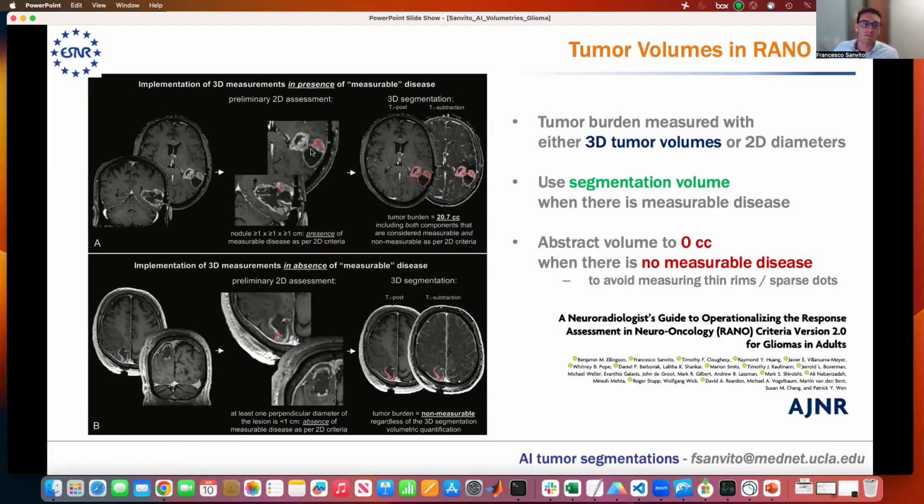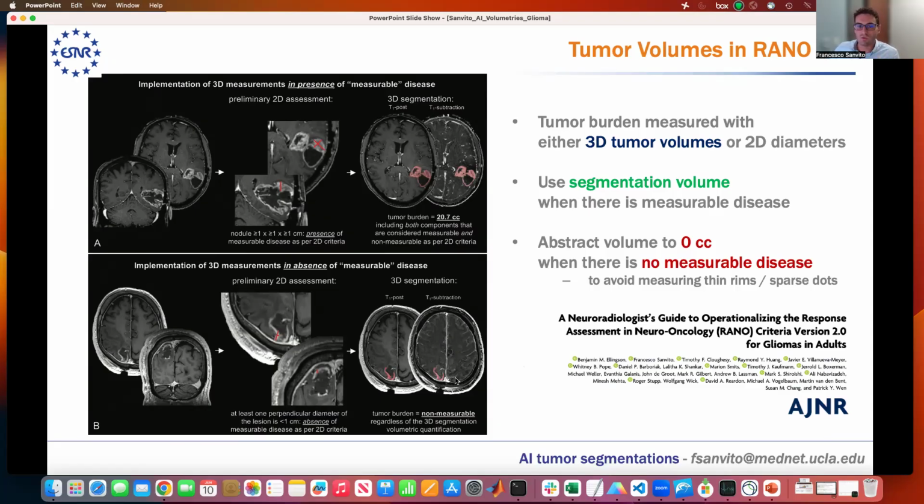So for instance, in this case, there is measurable disease, segmentation 20.7 cc, you can use the volume for Rano purposes. In this other case, though, there is no measurable disease. You cannot find the nodule of 1 by 1. In that case, the segmentation is not used.